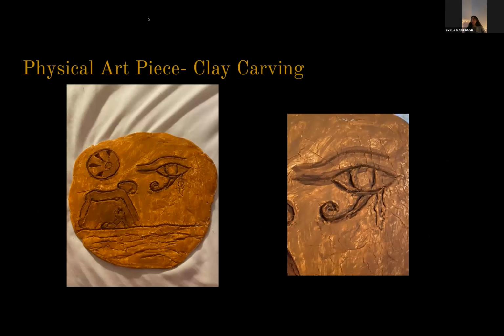Okay, so next is our physical art piece. Today we have a clay carving. In this piece, if you look at it, it seems like the left eye, but it's the right eye, facing backwards. It's the Eye of Ra.